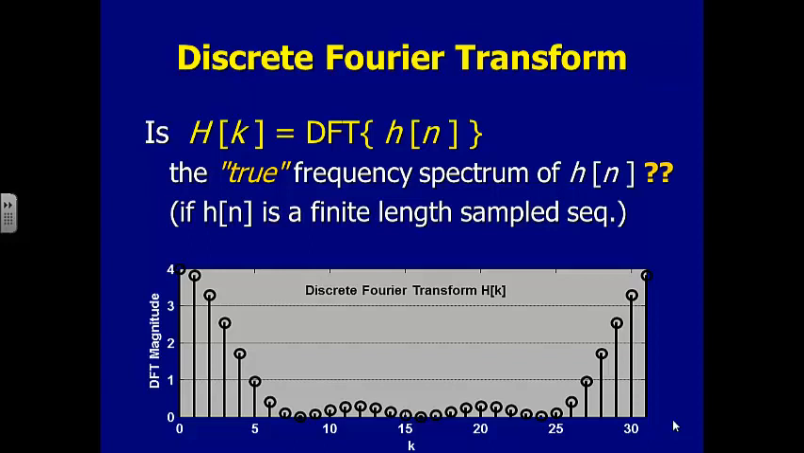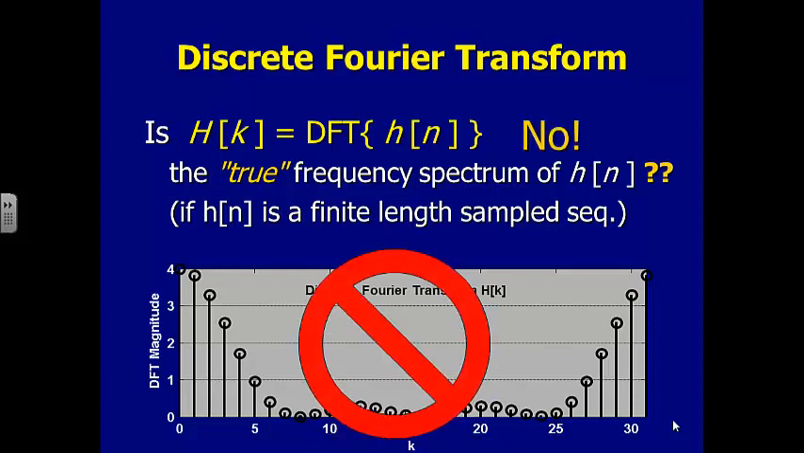So, one of the questions of the day is, all right, I take some discrete time signal, take the samples, take the DFT, I get, boom, transform, spectrum samples. Is this the correct, the true, the real spectrum for my original signal? What do you think? No. Good guess. No. The answer is no.